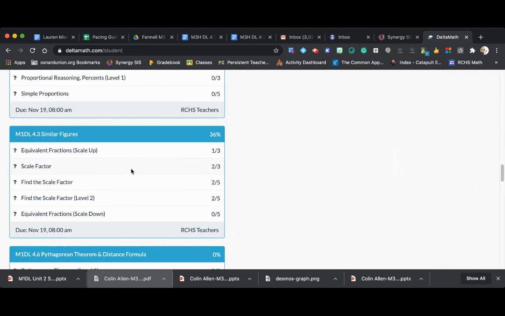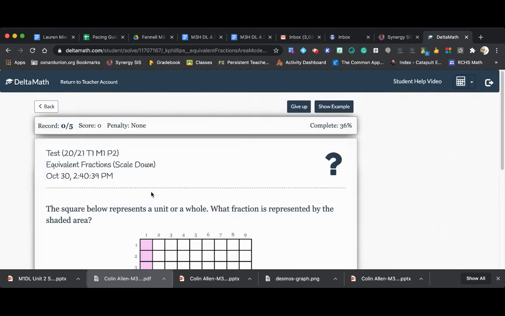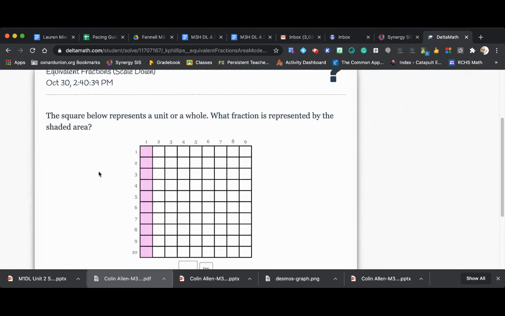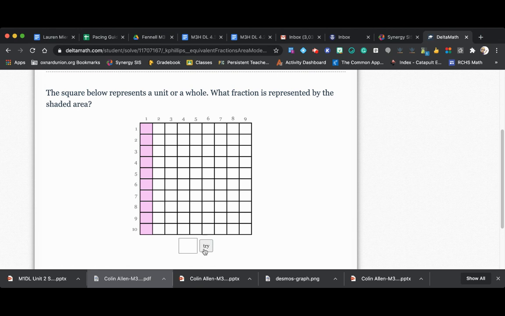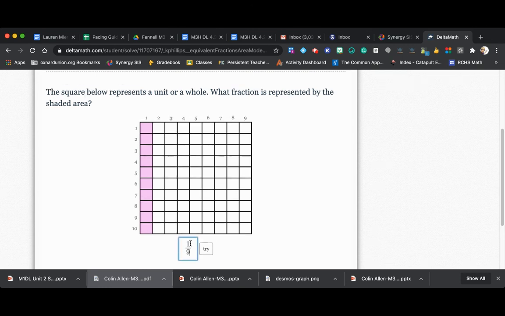All right, let's go last but not least, equivalent fractions. Okay, the square below represents a unit or a whole. What fraction is represented by the shaded area? Okay, so we have 10 out of a 10 by 9. So this is 10 high and 9 wide. So we have 90 total pieces, and we have 10 of them. So what fraction represents this? Well, that would be 10 out of 90, or 1 out of 9.